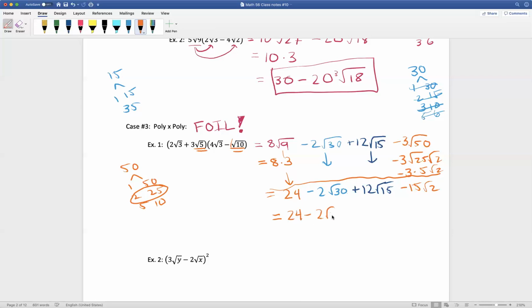So I'm just going to rewrite 24 minus 2 square root of 30 plus 12 square root of 15 minus 15 square root of 2. And this is what we get. This is what our answer looks like simplified completely.